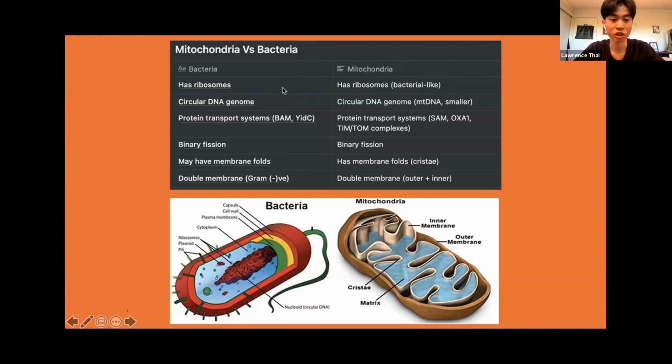So they both have a circular genome. I'm sure you've heard about mitochondrial DNA. It's a bit smaller than bacteria, and yeah, they're both circular.